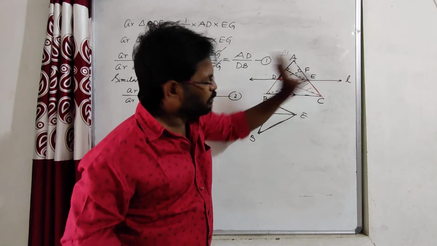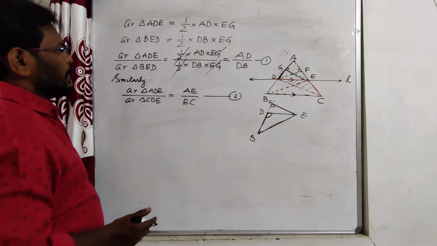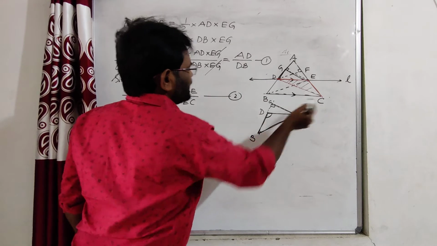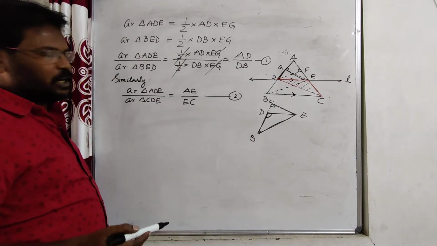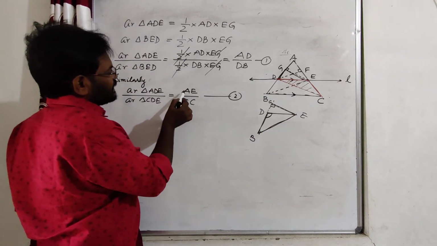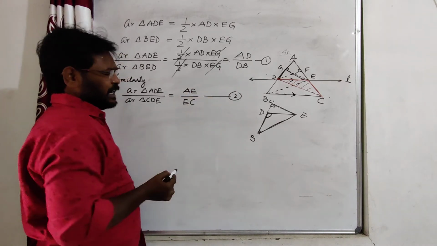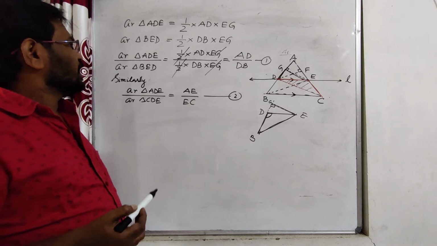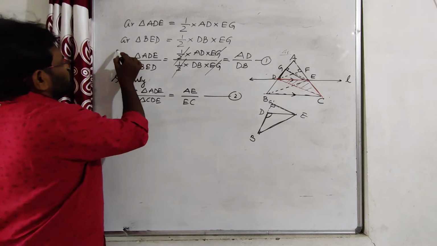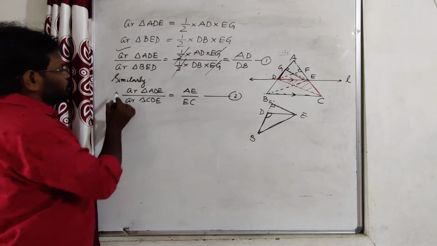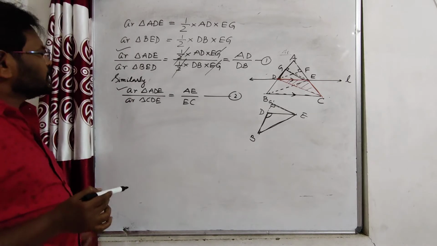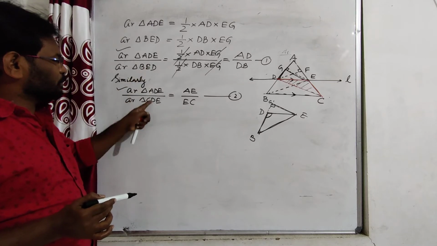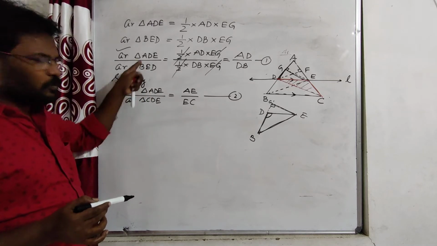Here the base, here the base. So what we have to prove? AD by DB is equal to AE by EC. We have to prove this. But here AD by DB is obtained, and AE by EC is obtained. We have to equate these two. Observe that in this numerator it is area of triangle ADE, and in the numerator here also ADE. But the denominator is BED and the denominator here is CED. Now we have to compare these two.